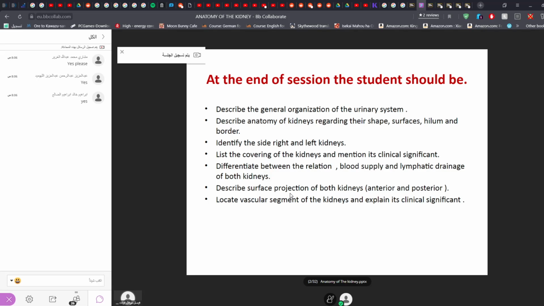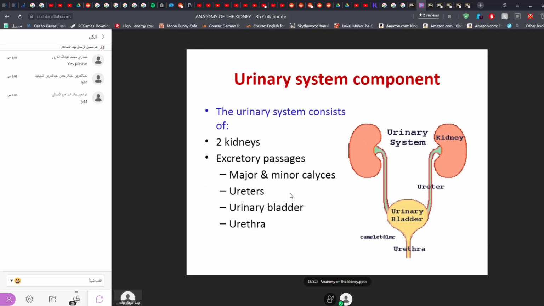We will start with the general organization of the urinary system. The urinary system is composed of two bean-shaped structures present on the posterior abdominal wall. If we open the anterior abdominal wall and remove the GIT and the mesenteries, we will find these two bean-shaped structures lying posterior to the abdominal wall.